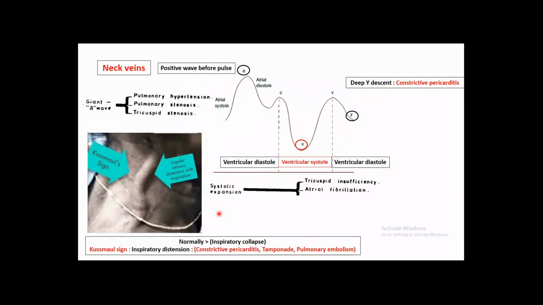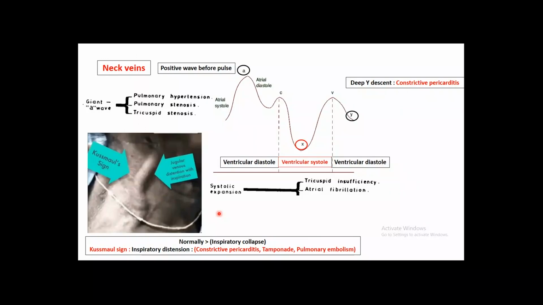And the second thing is commenting on the waveform. The most important thing is whether the patient has systolic collapse or systolic expansion. If he has abnormal systolic expansion of the neck vein, this might be caused by tricuspid regurgitation or atrial fibrillation.